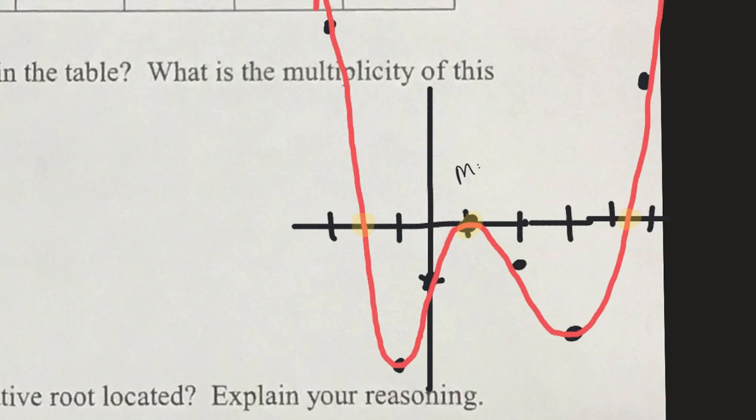Notice that it bounces here. That's going to be your multiplicity of 2. This crossing is going to have a multiplicity of 1, and then of course this one will also, over there on the right side, have a multiplicity of 1. Because the sum of your multiplicities has to be the same as the degree. So 1 plus 2 plus 1, that's 4. We have ourselves your fourth degree or your quartic polynomial.